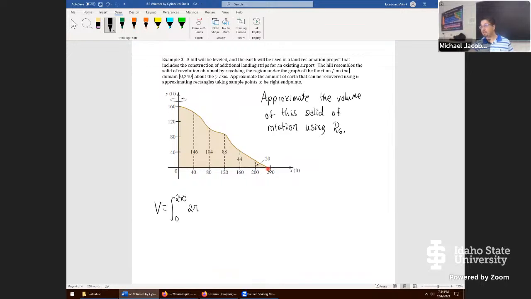Inside is going to be 2 pi. The radius is just going to be x on this one, like we saw before on the other problems. So I'll put it in as just x. The height is going to be f of x.